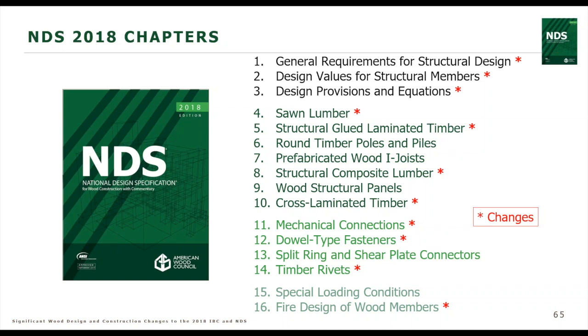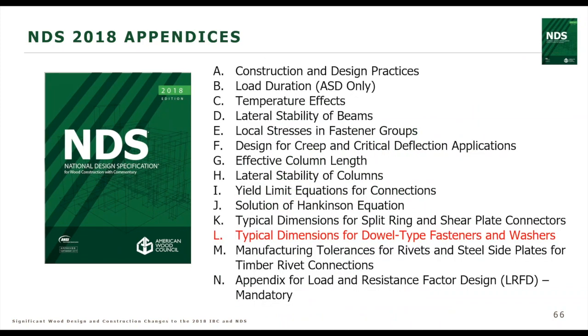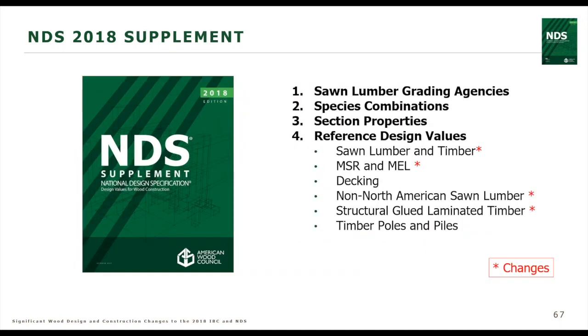So again, the appendices that are included in the NDS, there were only some revisions to Appendix L, and that's related to the addition of these new roof sheathing ring shank nails. So there weren't any other changes to the appendices. As I mentioned, there were also some changes in the NDS supplement, which is a separate book from the main body of the NDS. So this has been updated just to provide the latest design values for solid sawn lumber, for glulam, and the other products that are included in there.